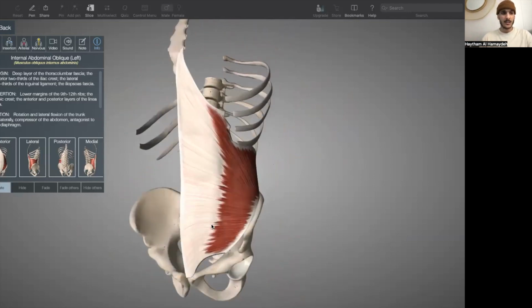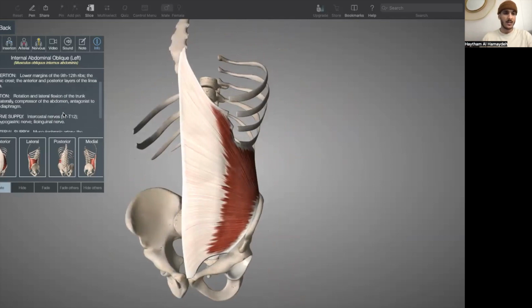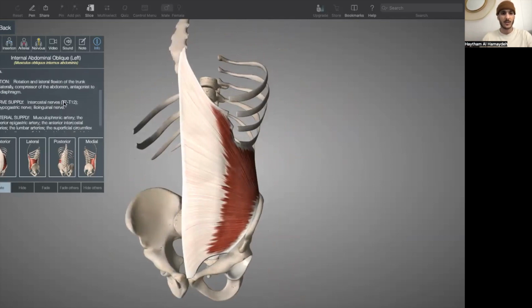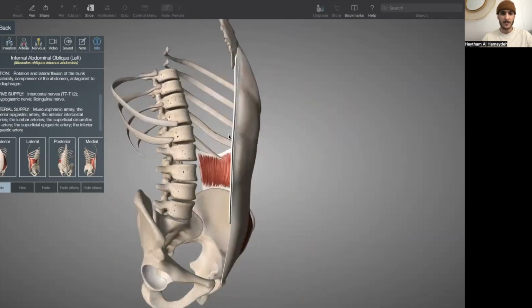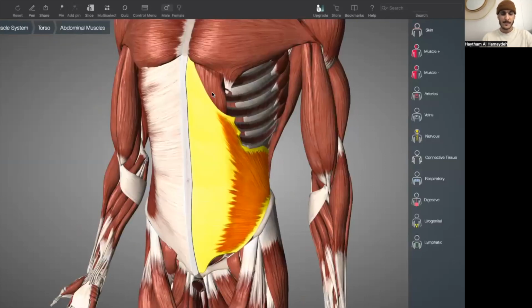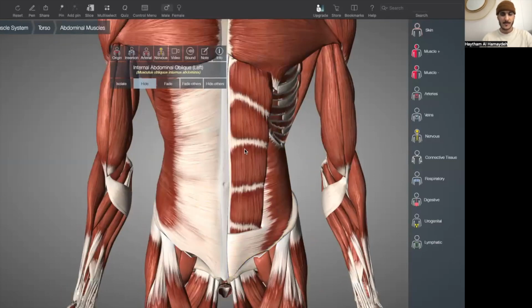All right, so that's the internal oblique. The nerve supply is the intercostal nerves of T7 to T12, the iliohypogastric nerve, and the ilioinguinal nerve. Arterial supply: musculophrenic artery. Okay.